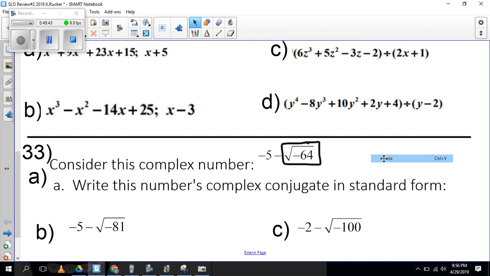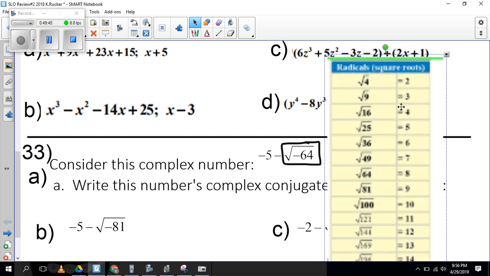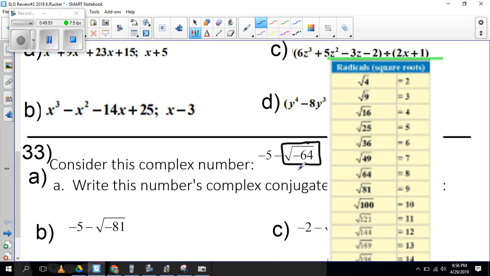So if I paste that there, I'm looking for the square root of -64. Well, I'll see the square root of 64 here. It is 8. So I know this is going to become 8. But what about that negative? You remember what we did with that negative? The negative changes into an i. So I basically changed that to show 8i.